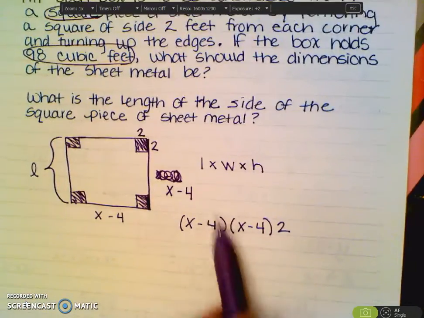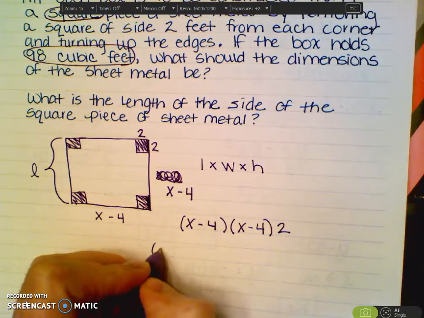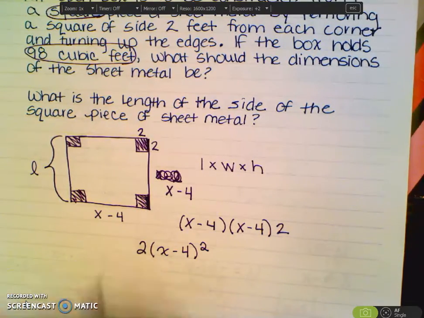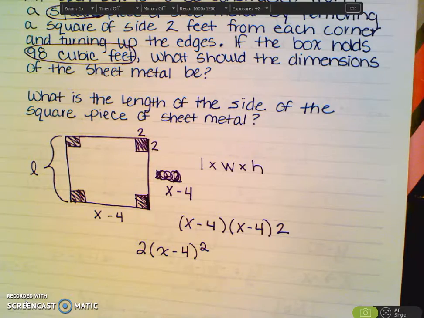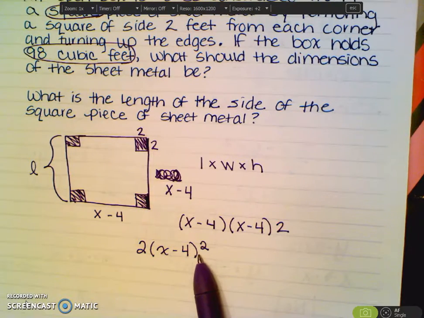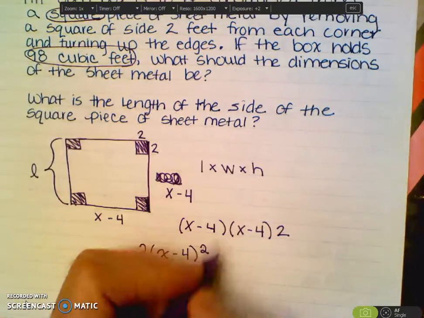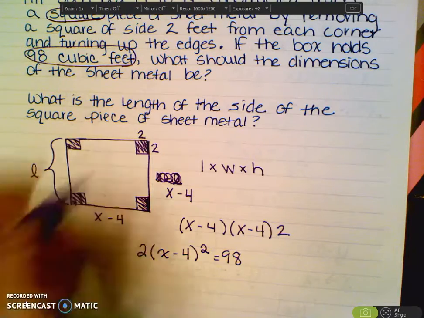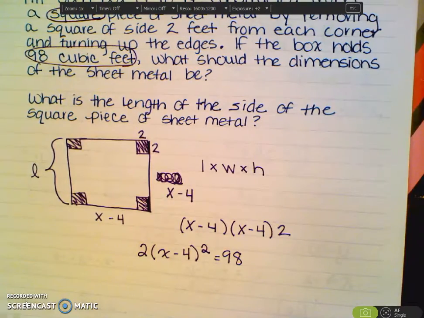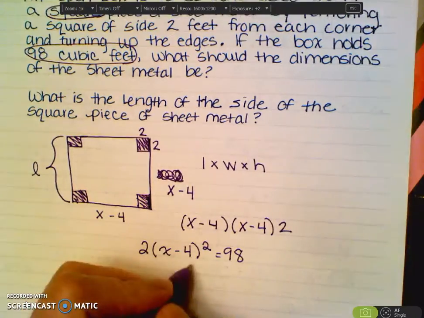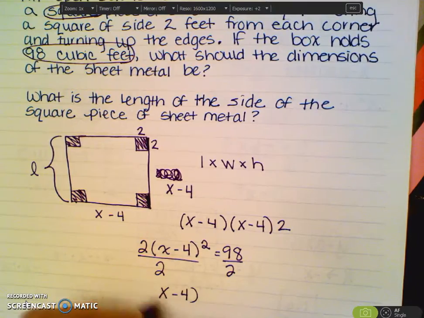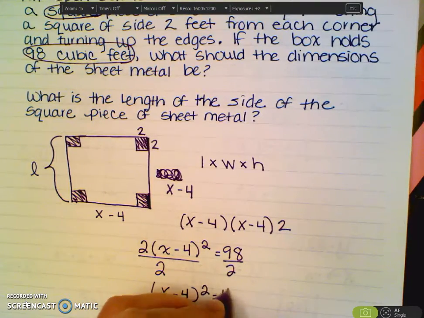Now I'm going to simplify this. This would be x minus 4 squared, and this is times 2. Now, it tells me what it equals: 98 cubic feet. Now I'm going to try to solve for x, because that will give me the length of my piece of square metal. So I'm going to divide by 2. I have x minus 4 squared equals 49.